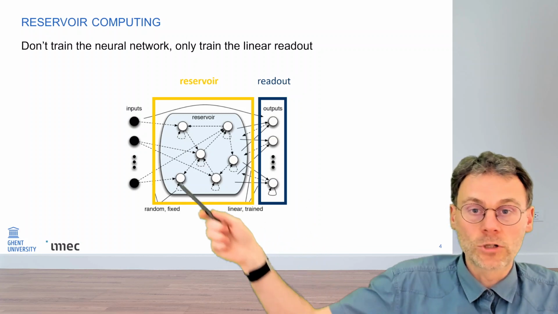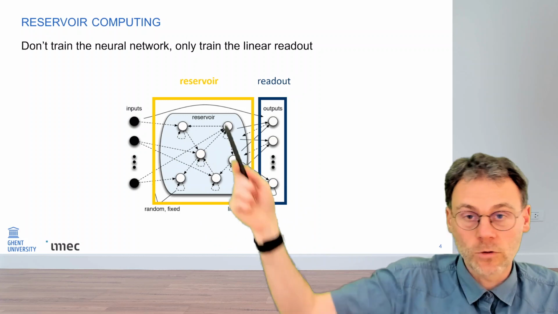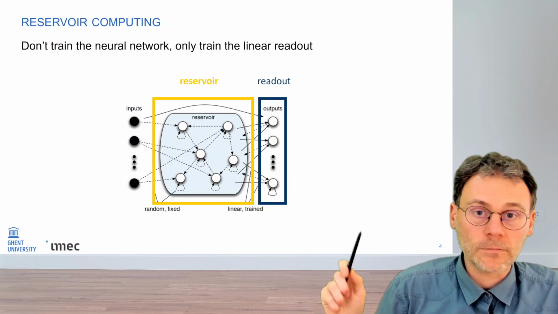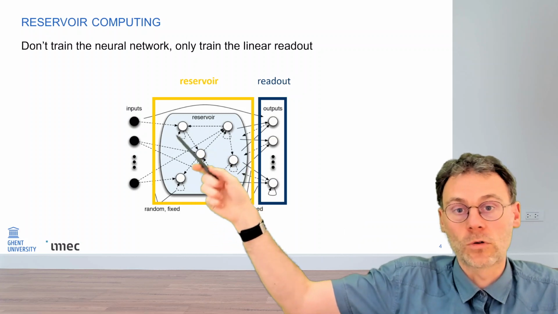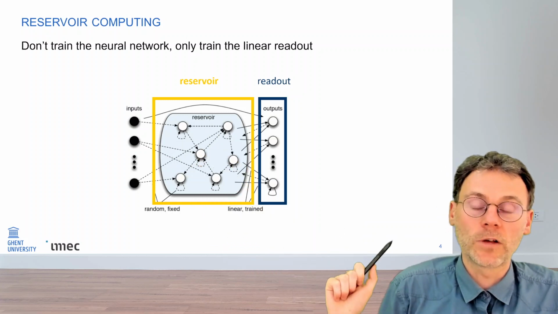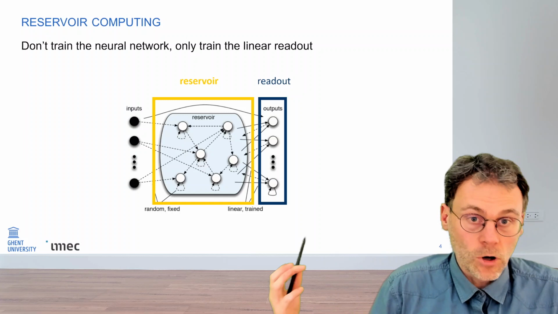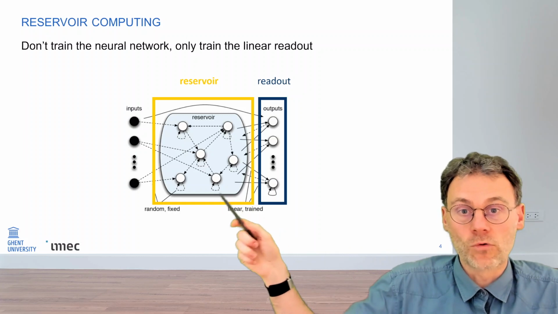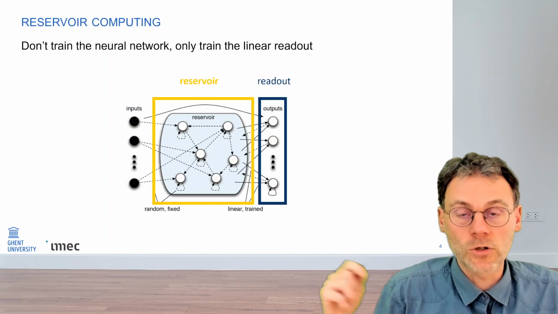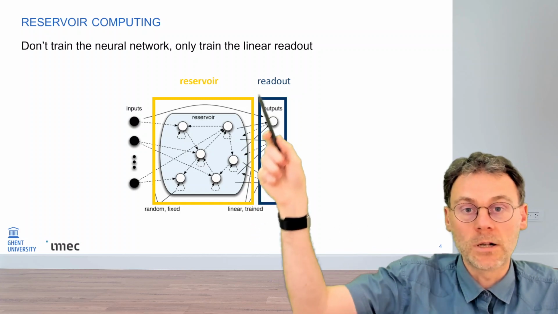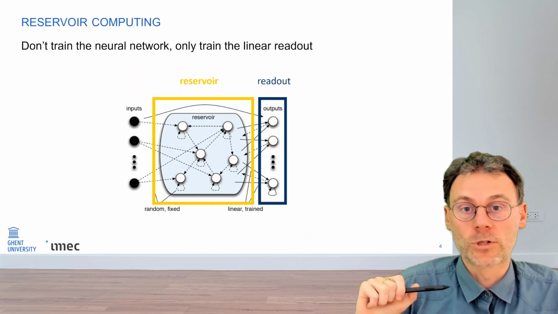You have a recurrent neural network, which turns out to be quite difficult to train. And the observation is that this recurrent neural network, with all of its feedback loops here, is so difficult to train, we're simply not going to train it at all. We're just going to randomly initialize it. And then the only thing that we are training is this separate linear readout layer that comes after that.